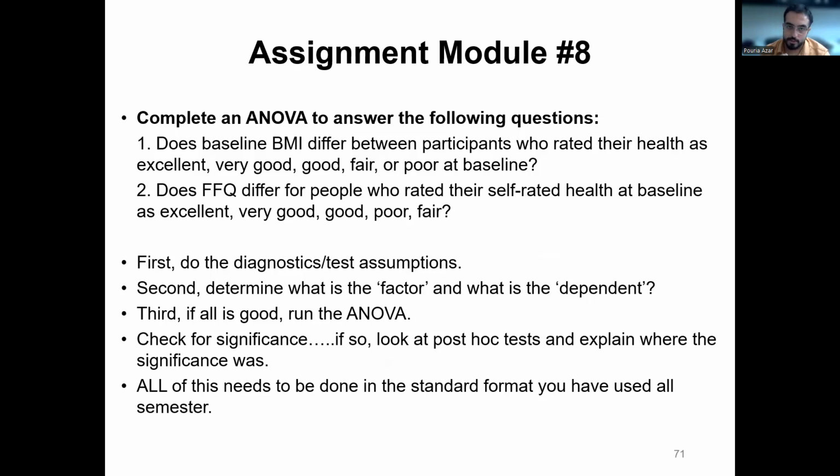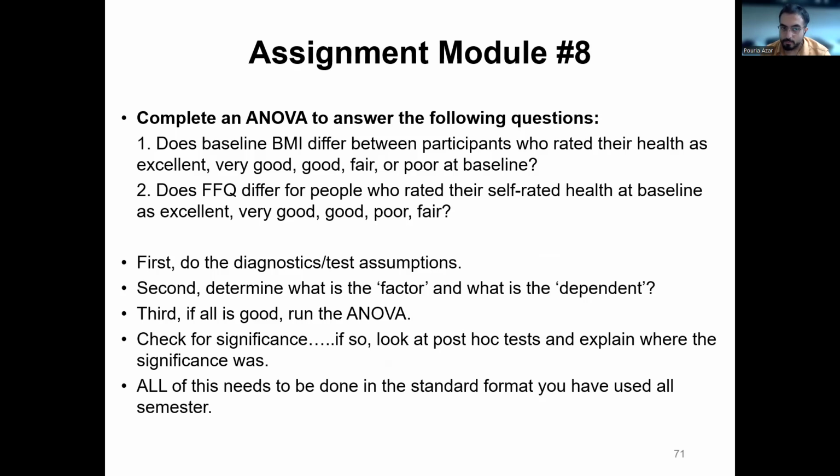The second question is, does FFQ differ for people who rated their self-rated health at baseline as excellent, very good, good, poor, or fair? So here you need to run a second one-way ANOVA to answer this research question. First, do the diagnostics or test assumptions. Second, determine what is the factor and what is the dependent. Third, if all is good, run the ANOVA.